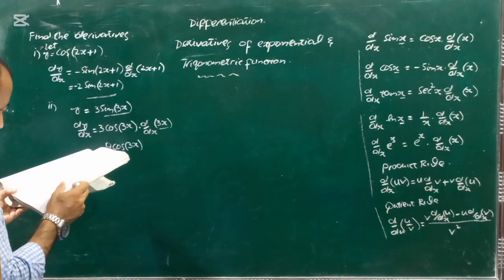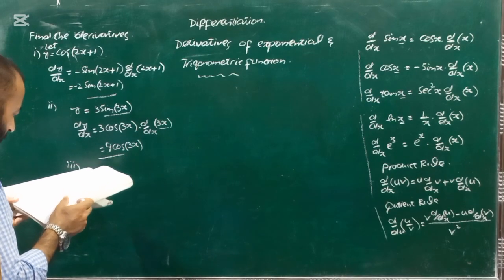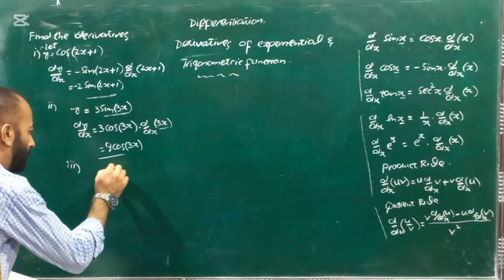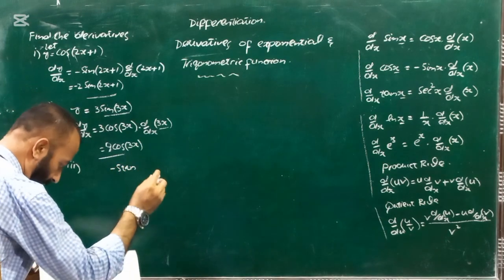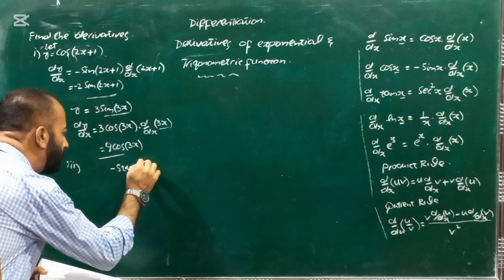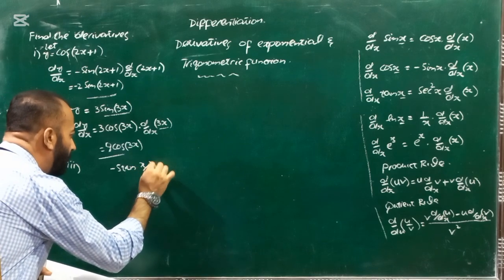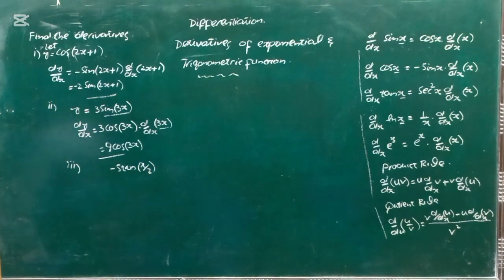Minus 5 tan x by 2. So here is the equation.